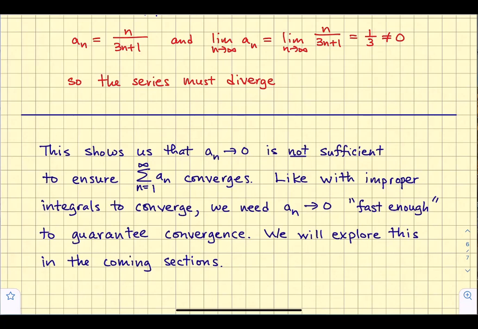If the an's don't go to 0, then there's no way the sum of the an's can converge. On the other hand, if the an's do go to 0, that's not sufficient to guarantee that the series converges. They have to go to 0 fast enough to guarantee convergence. Now, that's not something that we're going to fully explore right here in this section, but it is something that we will unlock in future sections, so just stay tuned for that.